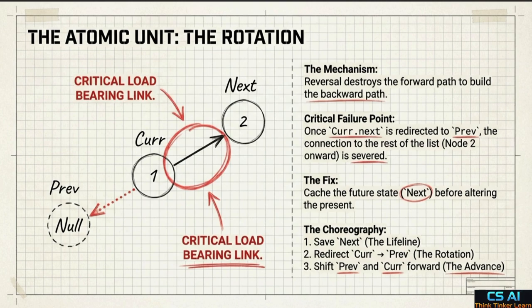The fix is to cache the future state, or next, before altering the present. This prevents data loss. The choreography for this rotation involves three steps. Number one, save next. This is the lifeline. Number two is redirect cur to prev. This is the rotation. Number three is shift prev and cur forward. This is the advance.